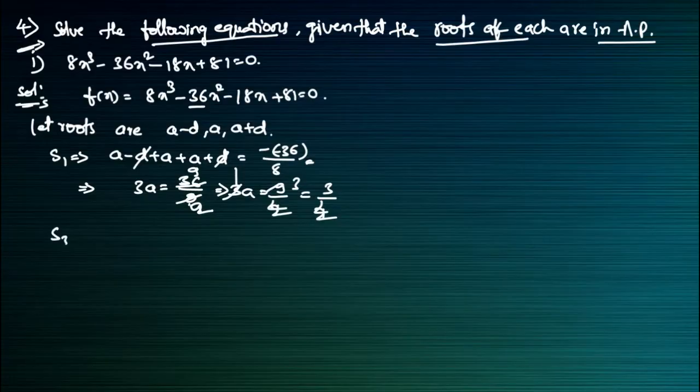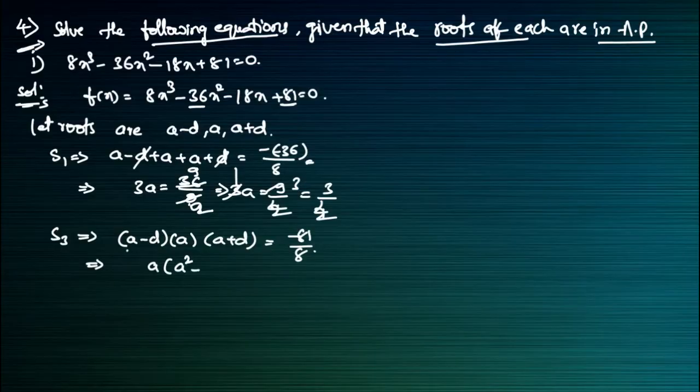Now from this we also do S3 here. S3 means alpha beta gamma. So here a minus d into a into a plus d will come, is equal to minus 81 divided by 8 will come here. So a into a square minus d square is equal to minus 81 divided by 8.